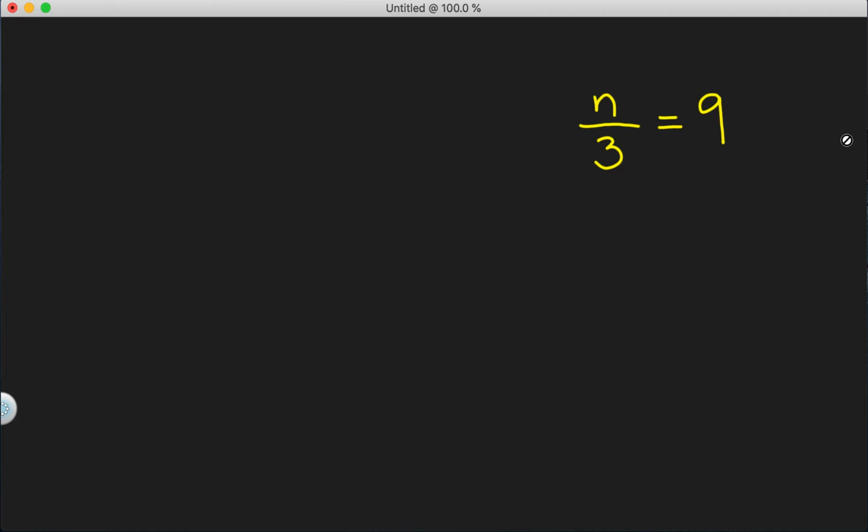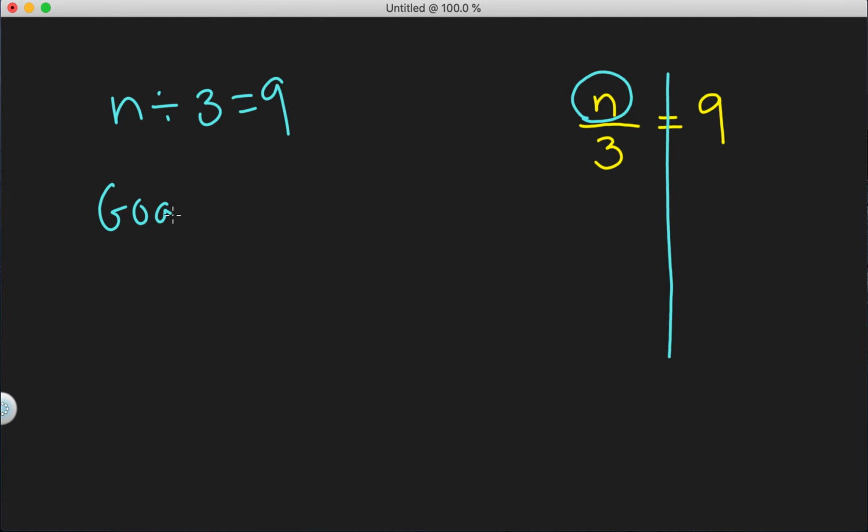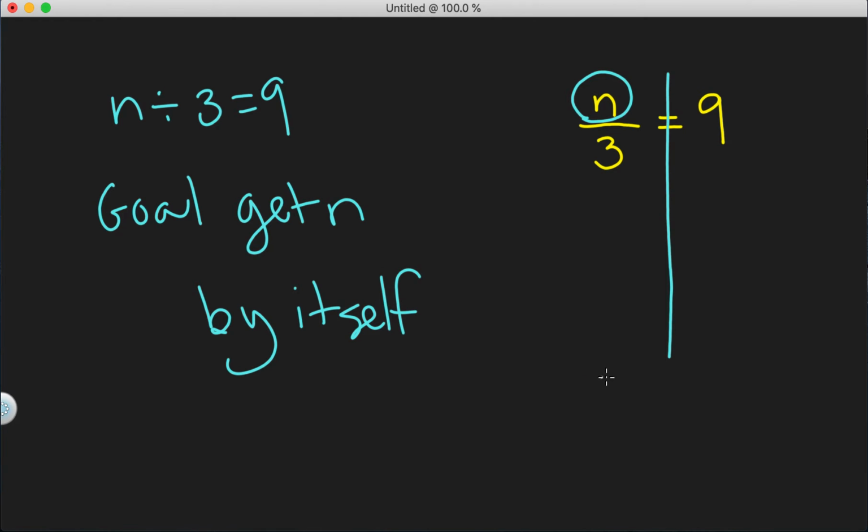Next example. I've got n divided by 3 is equal to 9. Following my steps, I separate my sides. I make sure I know where the variable is. So there's my variable n. Remember, my goal is to get the n by itself. And when we say by itself, it means that we want n to be alone on this side. So n will be equal to something on the other side.